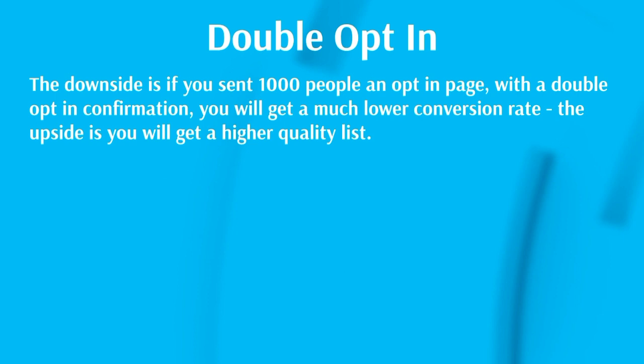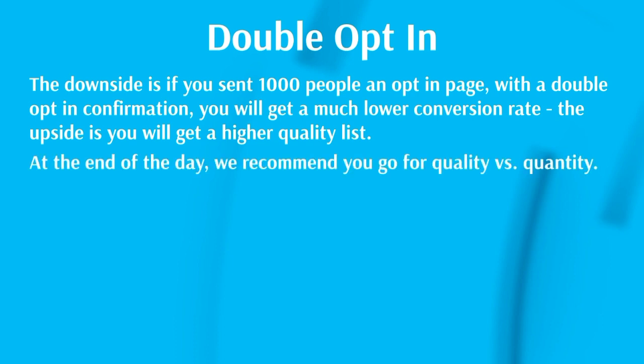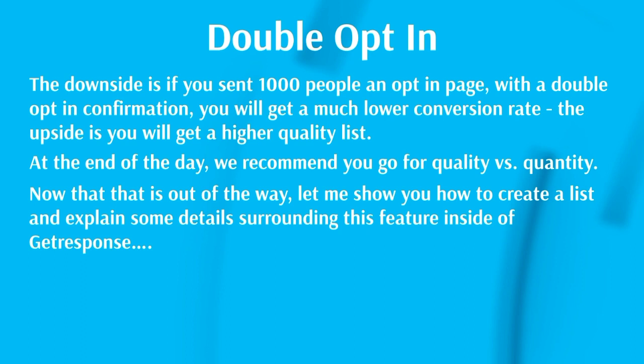So like I said earlier, the downside is if you send 1,000 people to an opt-in list, that's going to be a much lower conversion rate. But at the end of the day, we recommend that you go for quality versus quantity. So now that that is out of the way and we've talked about the fundamentals and some advanced strategies, let me show you how to create a list within GetResponse and explain some details surrounding this feature inside of GetResponse.